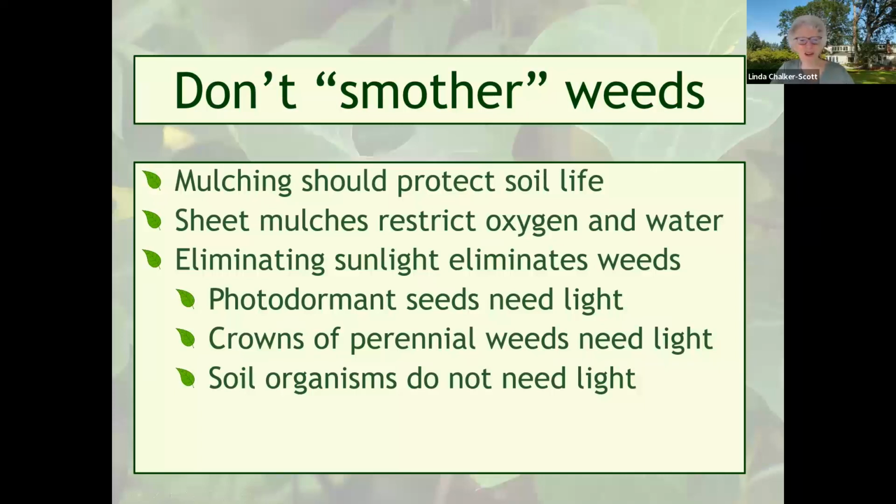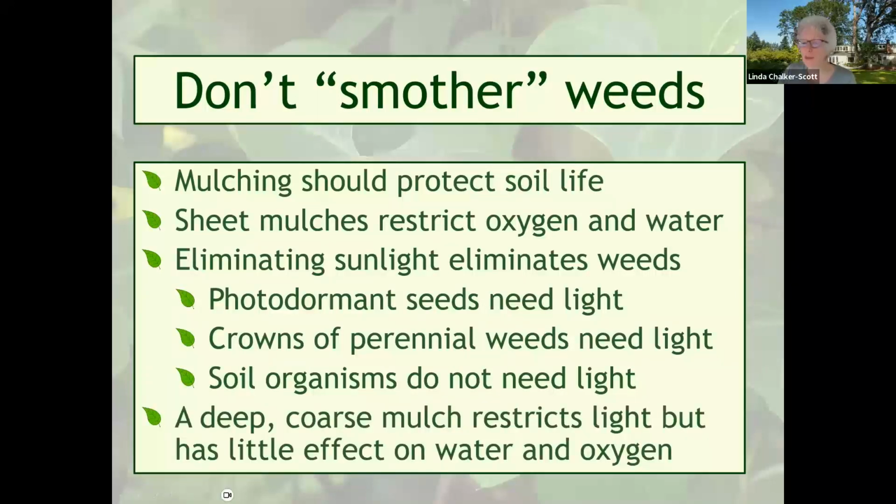Soil organisms don't need light. They live in the soil. They're not used to having light. They can tolerate it, but they don't need it to survive. Weeds need light. So if you use a deep, coarse mulch, that's going to restrict light because it's deep, but it's coarse, so oxygen can pass through it easily. Carbon dioxide can escape from it easily. Water moves through it easily. So a deep, coarse mulch is the best choice for healthy soil and keeping weeds out.